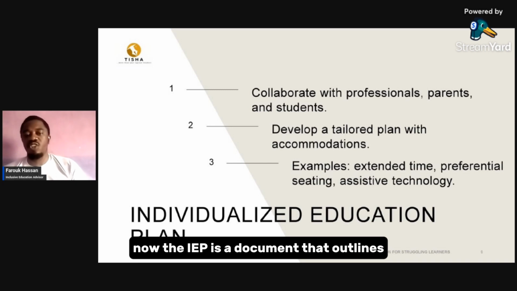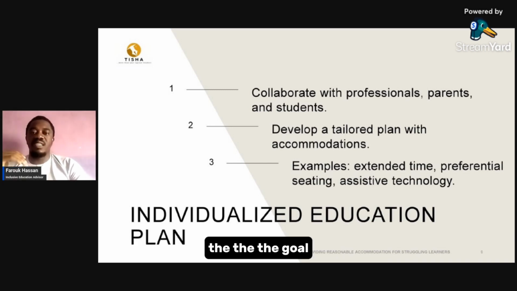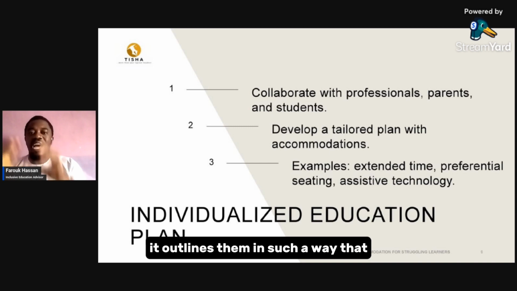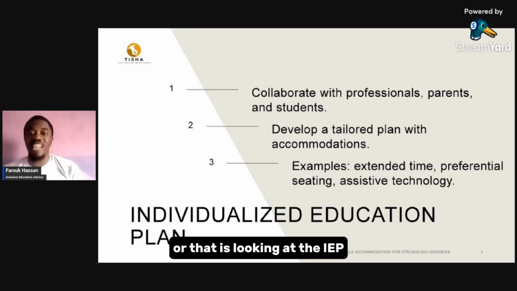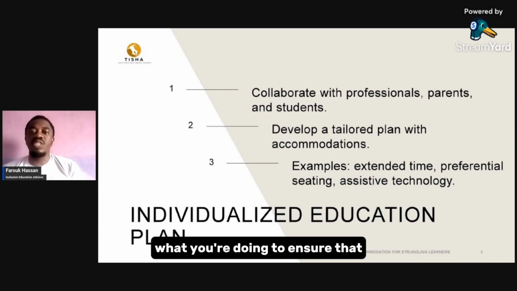Now, the IEP is a document that outlines the strengths, the goal, and the accommodation of students with disabilities. It outlines them in such a way that any person that wants to look at the IEP or that is looking at the IEP will understand what the diagnosis of the child is, what you're doing to ensure that that child is getting the best.